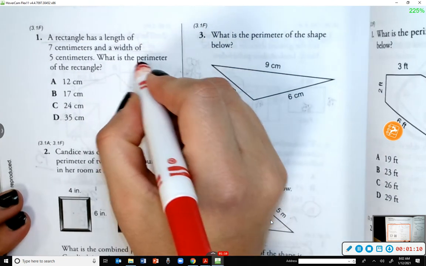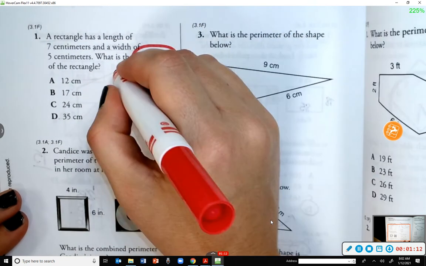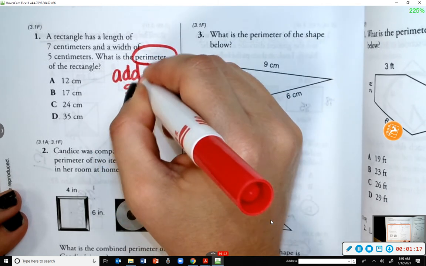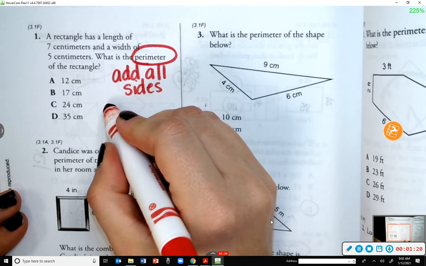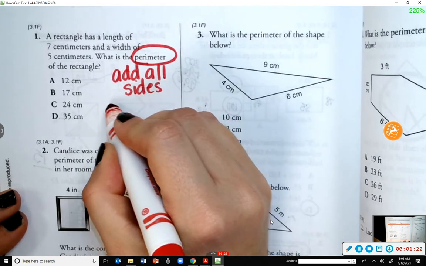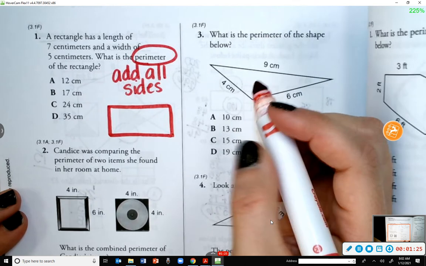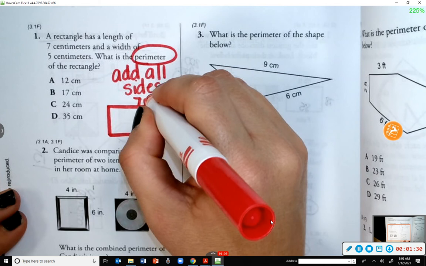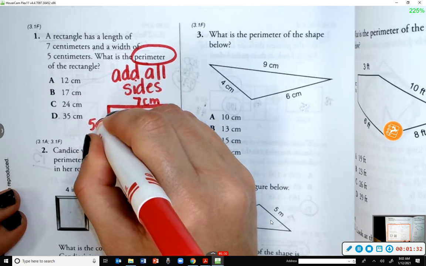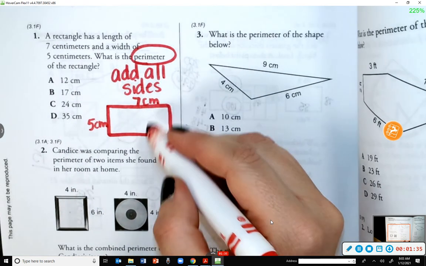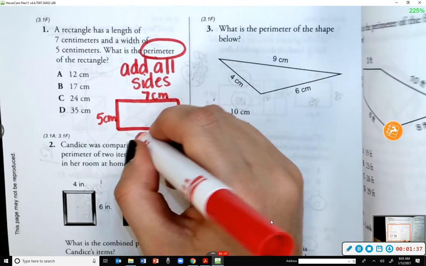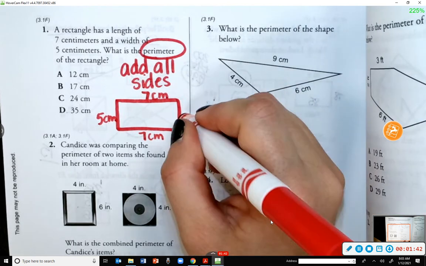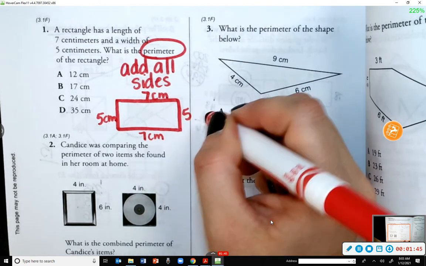So for perimeter, you have to add all the sides, remember? No multiplying unless it's a square or a shape with all the sides the same. But a rectangle, the problem said 7 centimeters and 5 centimeters. So if 7's on top, what needs to be on bottom? 7. If 5 is on the left, then what needs to be on the right? 5. Now we add these up.